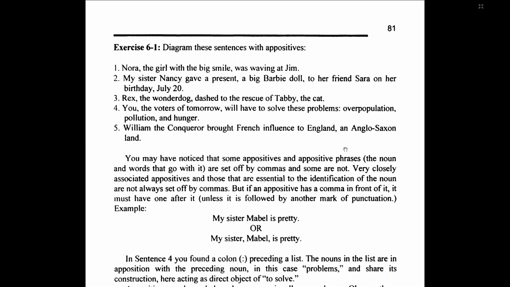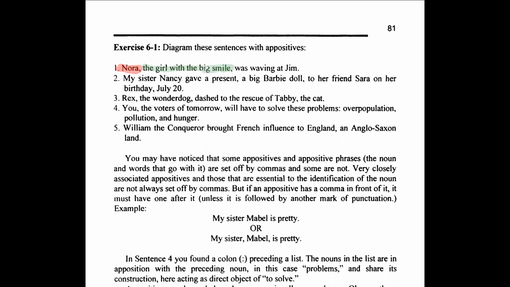Appositives. So let's just quickly, where's the main noun? Where's the appositive? We have: Nora, the girl with the big smile, was waving at Jim. So Nora is our subject. Another way of saying Nora, restating it, the girl with the big smile, right? So the appositive there is girl, everything else is modifying it.